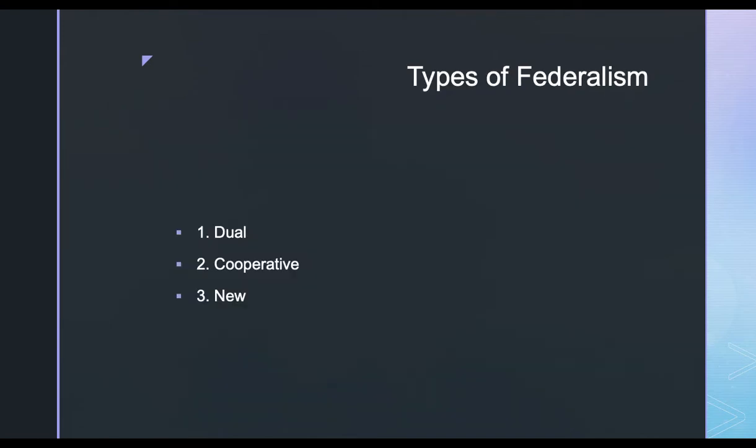Now, types of federalism: what does it look like? More importantly, what is the relationship? There are 3 different ones you need to know. Well, I've actually added a 4th: dual, cooperative, I added coercive, and then new. These are the 3 that I've seen on the exam, so that's why I put them there, but I'll explain coercive in a second.